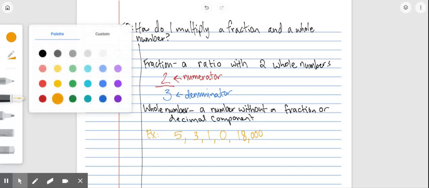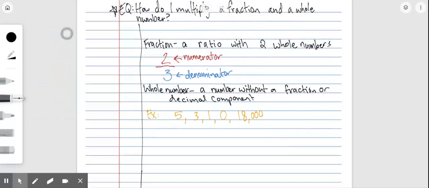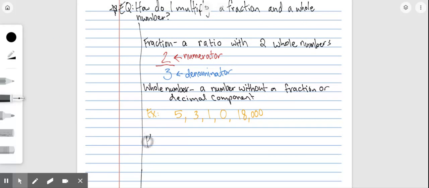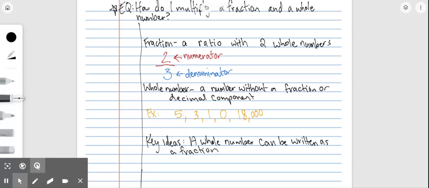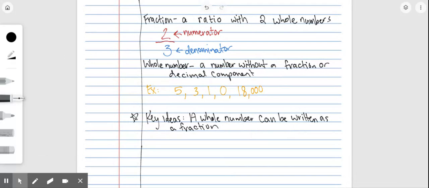So when we multiply fractions and whole numbers, one of the key ideas is that a whole number can be written as a fraction. For example, if I have the number 5, I can write it as 5 over 1. Because if I have 5 cakes and I split each cake into one piece, or I don't split them at all, I still have 5 whole cakes. The number 3 can be written as the fraction 3 over 1, again because I'm splitting it into one whole piece.